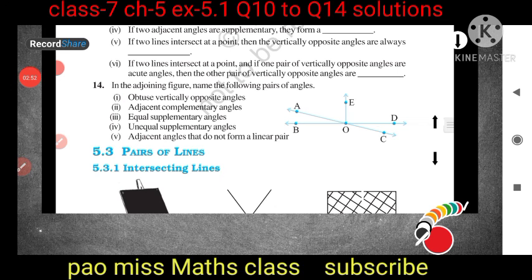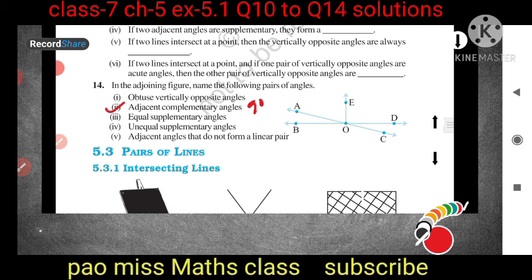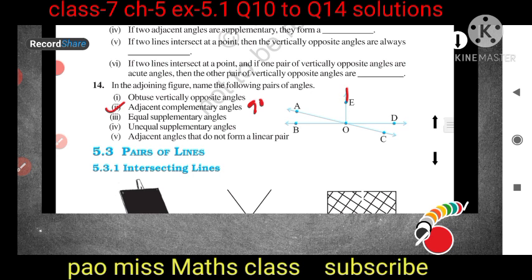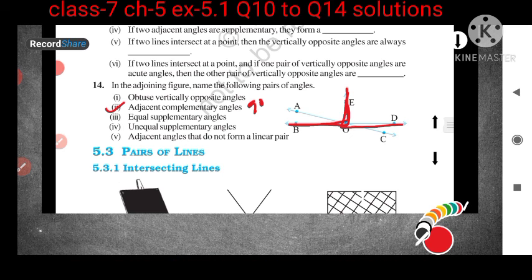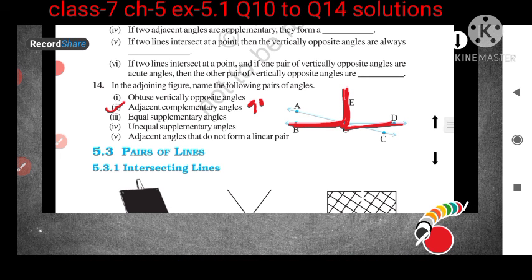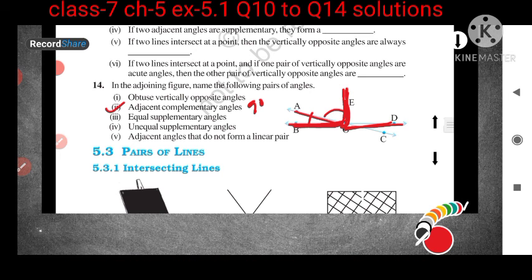Now again, question number 2, adjacent complementary angle. Complementary angle means what? 90 degrees, isn't it? Adjacent complementary angle. So which will be adjacent and make a complementary angle? 90 degrees. Now you can see this angle is 90 degrees and this angle is 90 degrees. Here only one angle is there, but here you can see two adjacent angles. This is one adjacent angle and this is another adjacent angle. So these two adjacent angles are making a complementary angle.